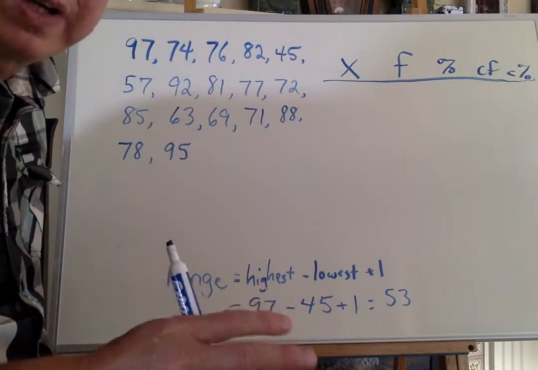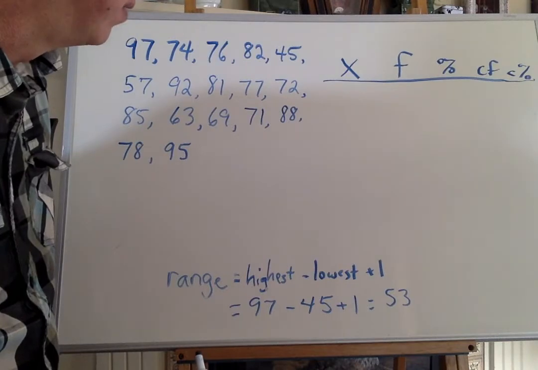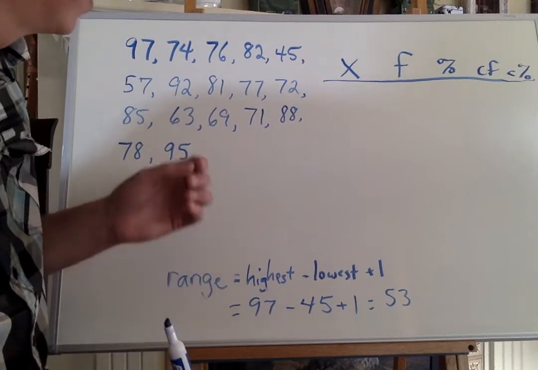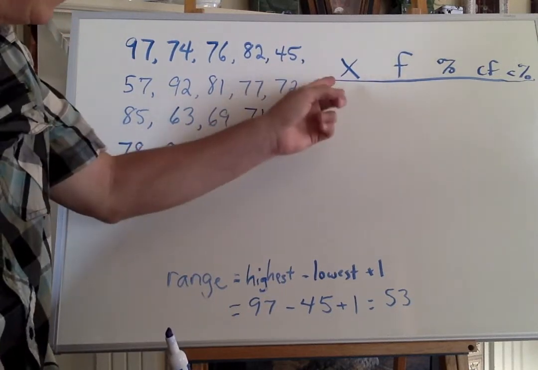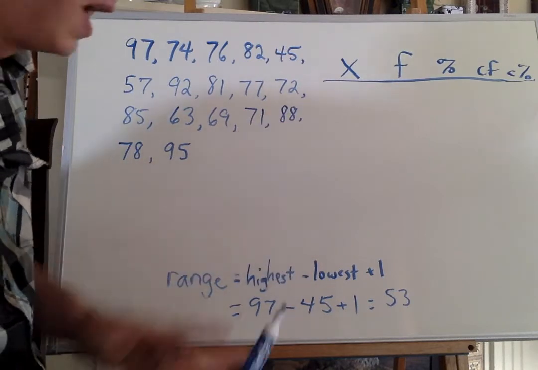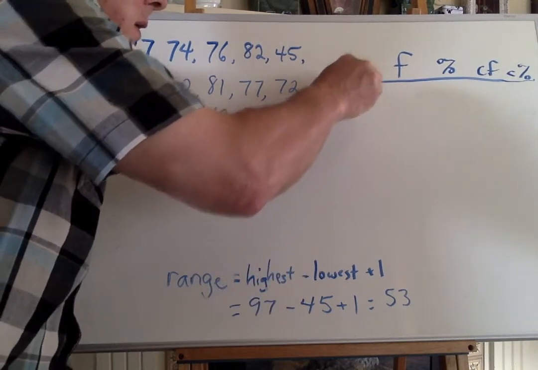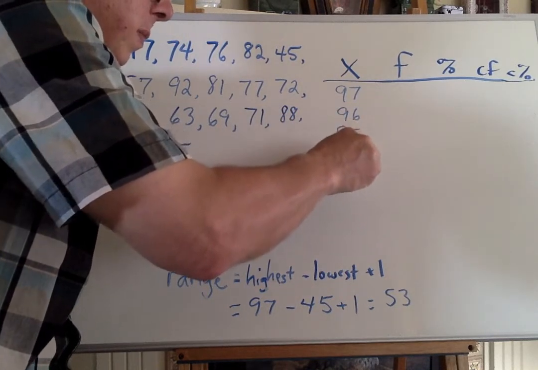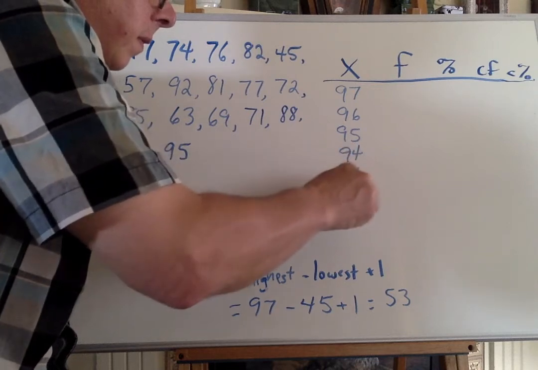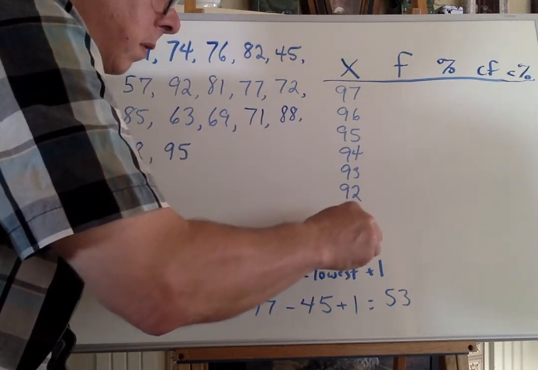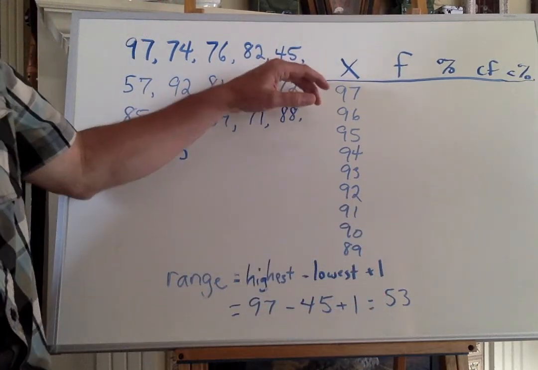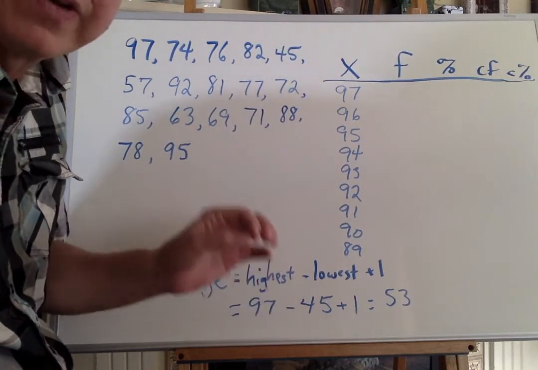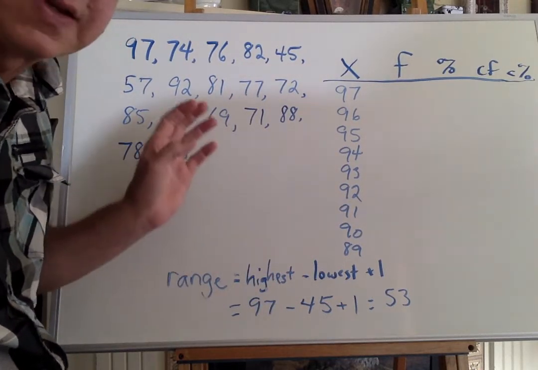But we do have a bit of a problem here, or at least we start with a little bit of a problem. We're certainly going to fix that. When I list my x values, I'm going to start at the highest, and I'm going to go down, keep on going down, until I get to my lowest value. How many entries will I have in my x column in this case? How many entries?